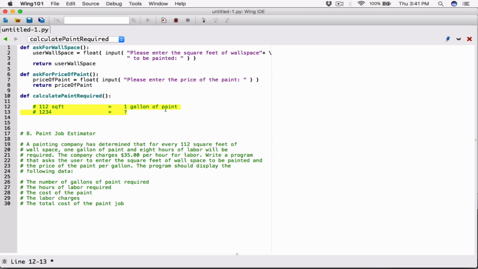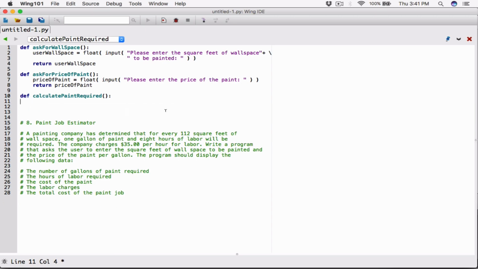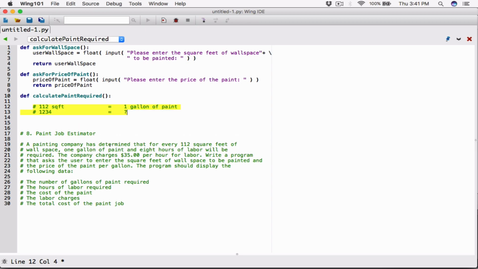So this is just a way to make everyone clear on that. When you think about it, to calculate the gallons of paint, you're going to need the user square feet, because if I undo this, we need a user square feet over here. This is a user square feet. We need it. This is just an example, right? The user square feet is basically what the user is going to type in here.